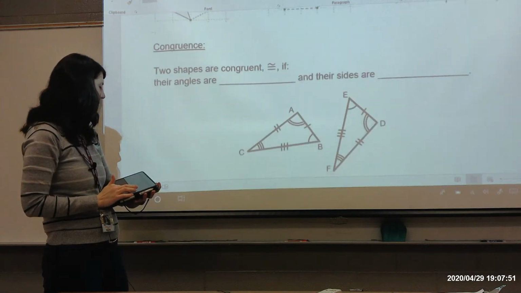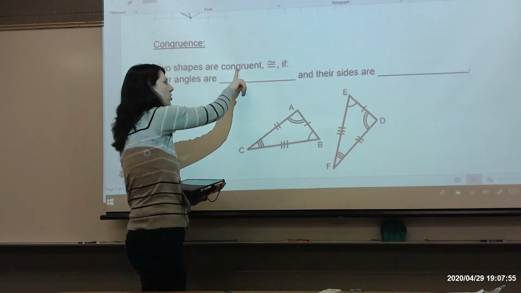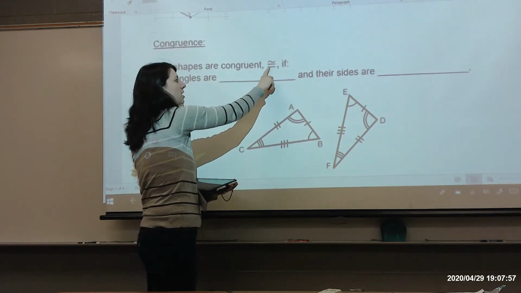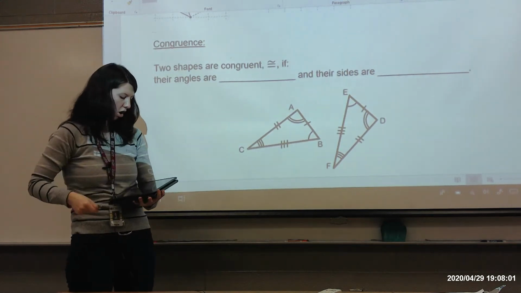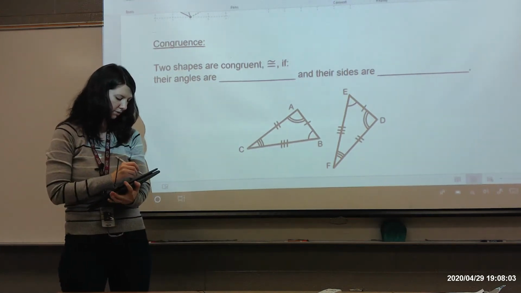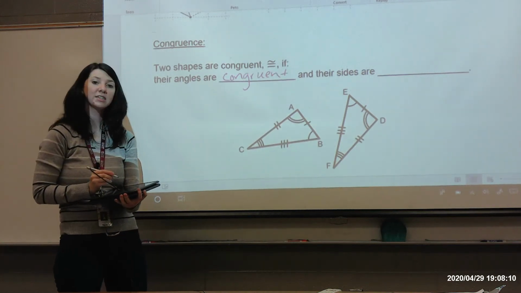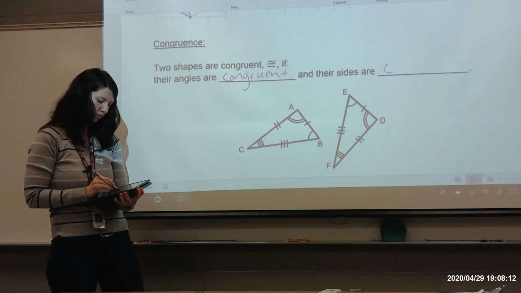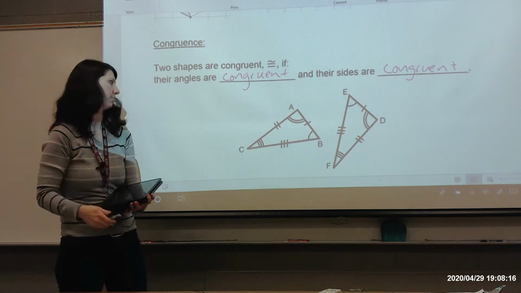So 2 shapes are congruent, and this is our sign for congruent. Right? So they're congruent. It's a squiggly with an equal sign. If their angles are congruent, and their sides are congruent. So basically, they're the exact same shape, right?